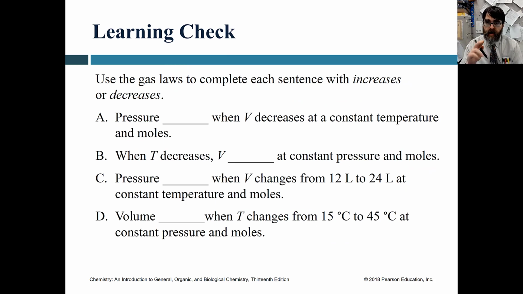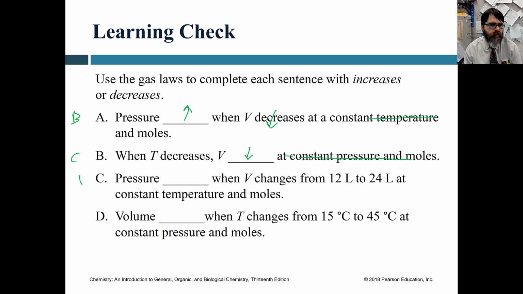This one is combining the two gas laws, or bringing both of them together here. So this one's talking about pressure and volume. So this is Boyle's law here, but that's not what they're asking. They're saying that when the volume decreases at a constant temperature and amount, then the pressure is going to increase. When the temperature decreases, the volume is going to also decrease when pressure and amount are constant. That one is a Charles's law.